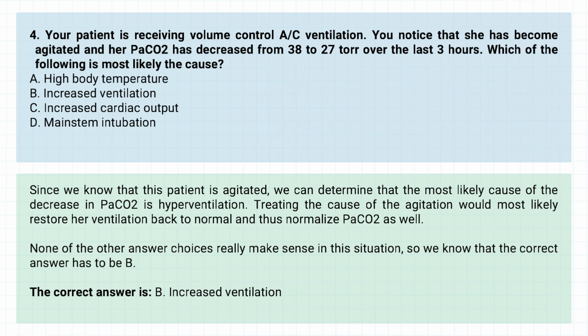Increased ventilation. Since we know that this patient is agitated, we can determine that the most likely cause of the decrease in end tidal CO2 is hyperventilation. Treating the cause of the agitation would most likely restore her ventilation back to normal and thus normalize end tidal CO2 as well. A fever would increase her metabolism and would tend to increase the expired CO2 levels, and a main stem intubation would have no effect on capnography readings. So, we know that there can only be one correct answer, and it's B, increased ventilation.